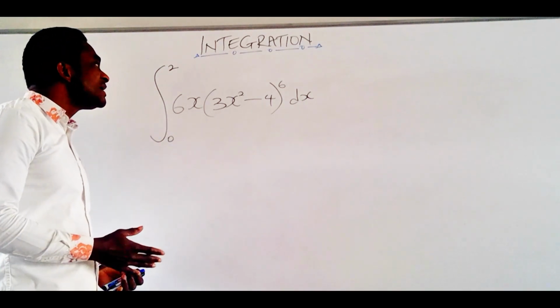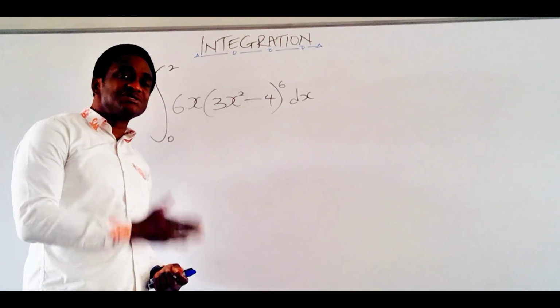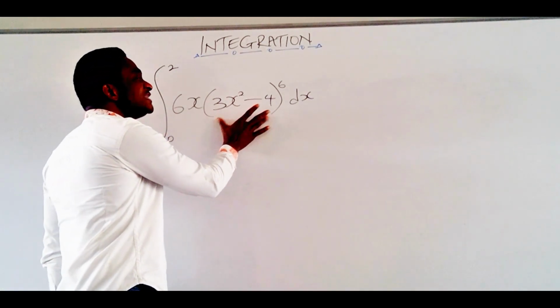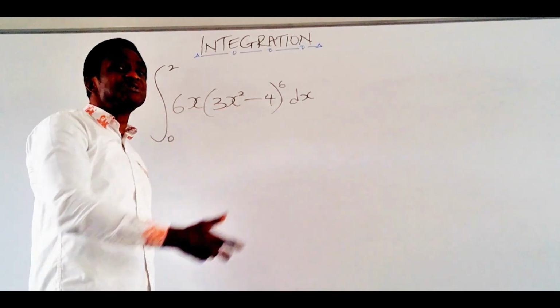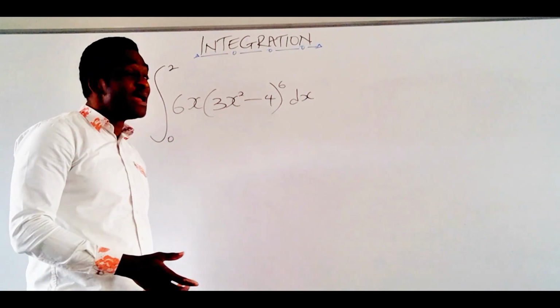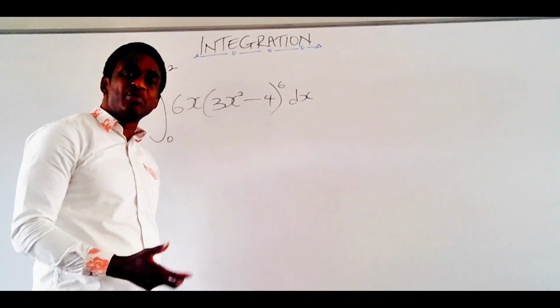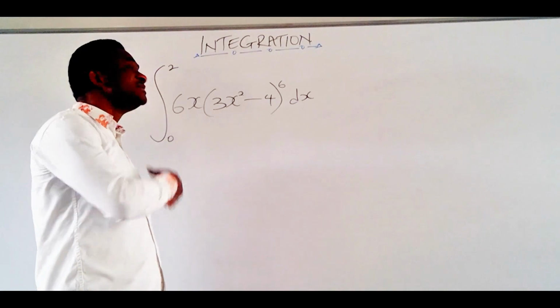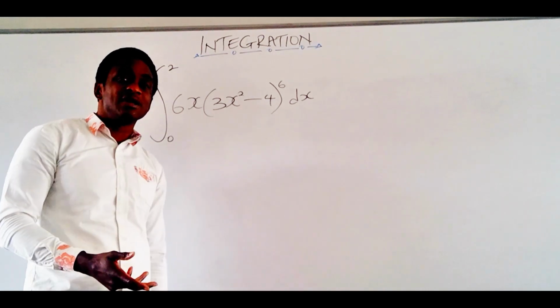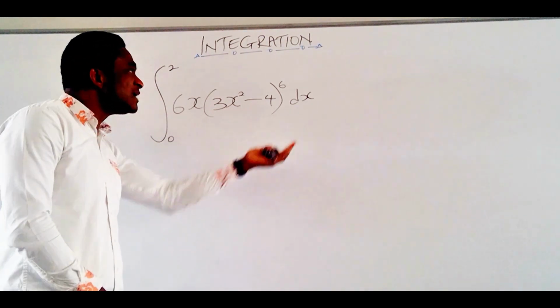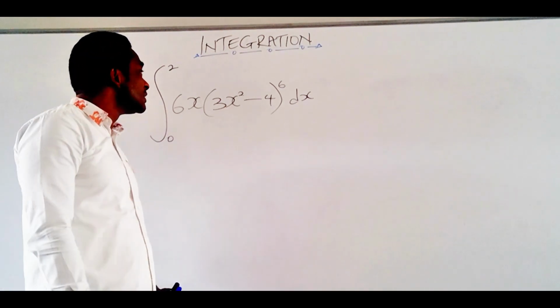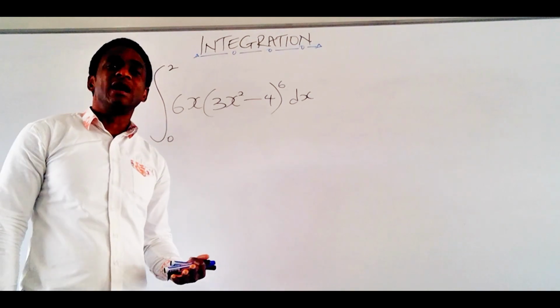Now the problem here is, remember, for integration you need to simplify before you integrate. If we have to expand these brackets six times, it takes a lot of time, and there is also a very high possibility of us making a mistake. You start asking yourself, does the mark allocation for this justify that amount of work? But we have other approaches.